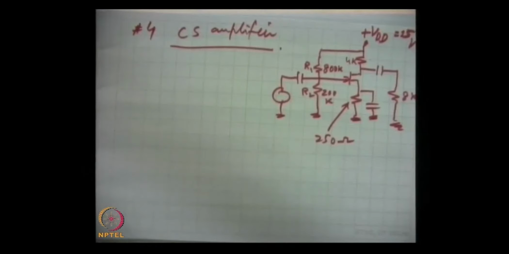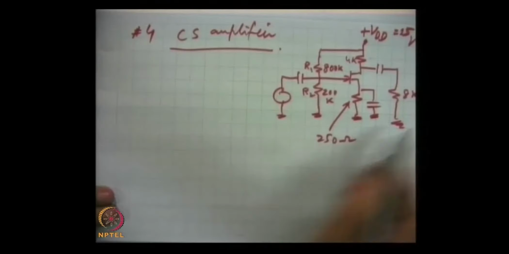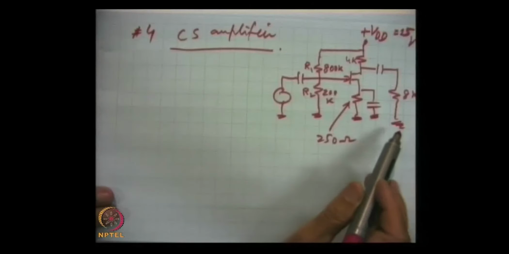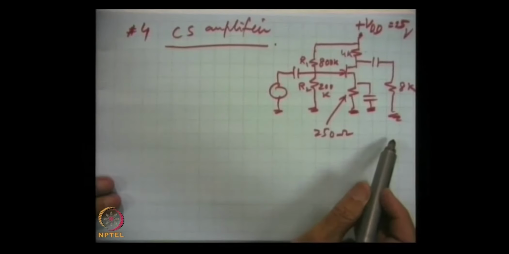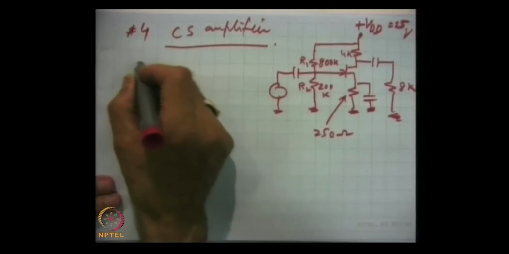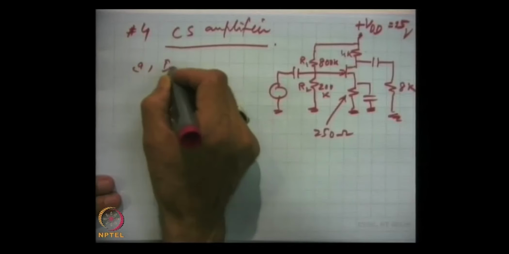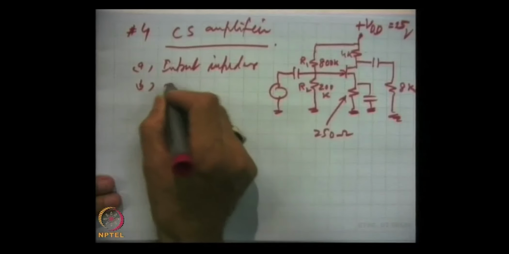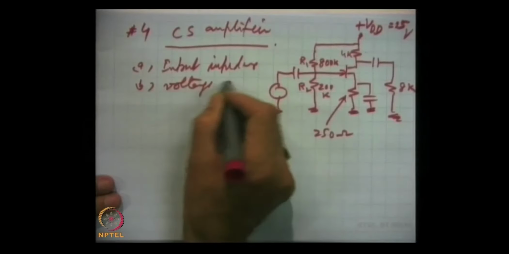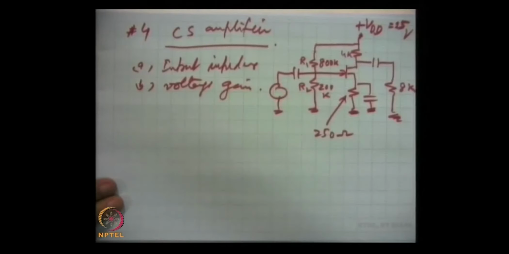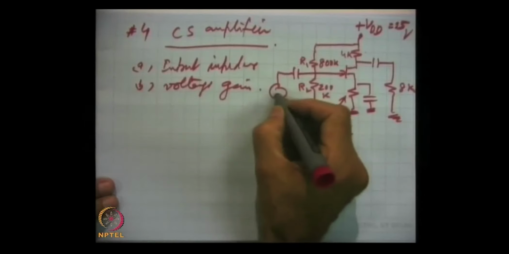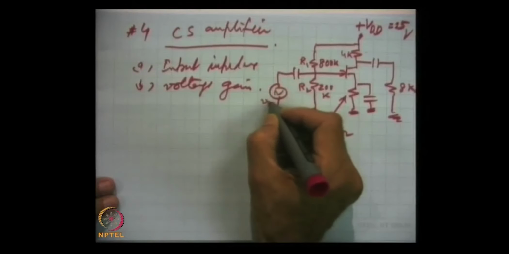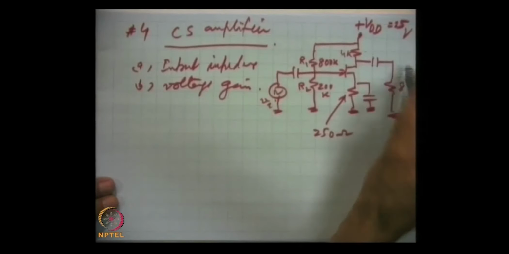So, here two things have to be determined. This is the circuit where all parameters are known, and we have to find out what is the input impedance and voltage gain. First we draw the input Vi, and the output is taken here.